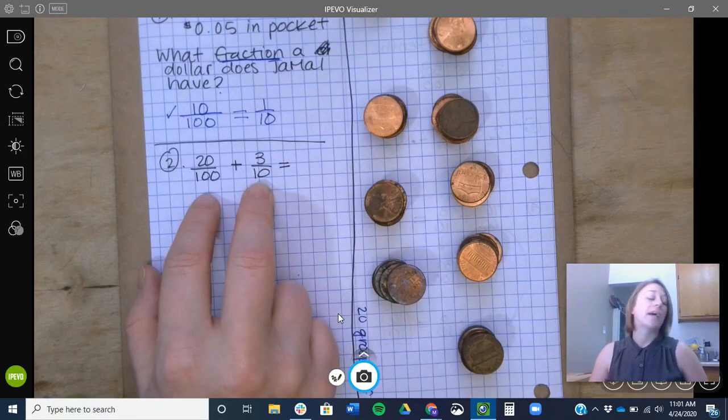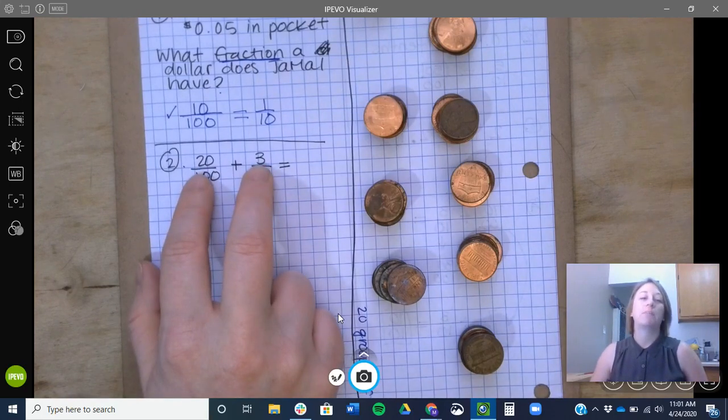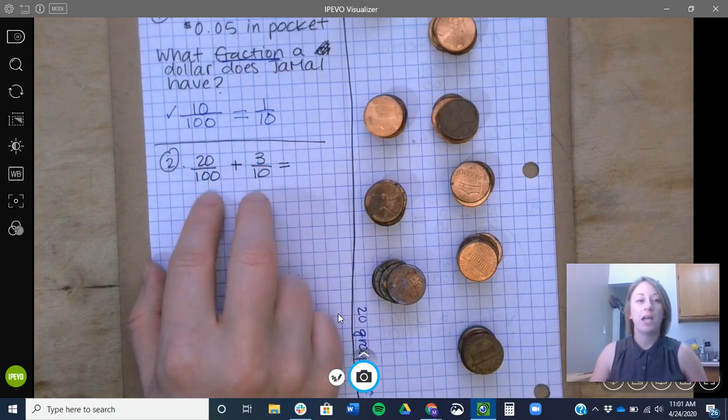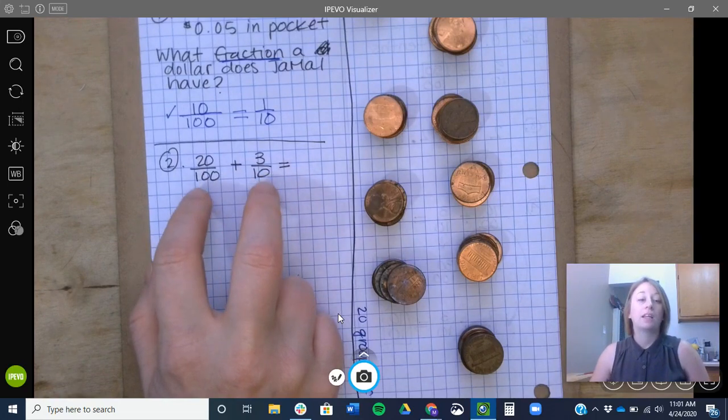We cannot just add these and then choose a denominator. So in yesterday's quiz, I saw that a lot of scholars added the numerators together, and then chose a denominator. Unfortunately, that is not how fractions work. These fractions have to be the same size.